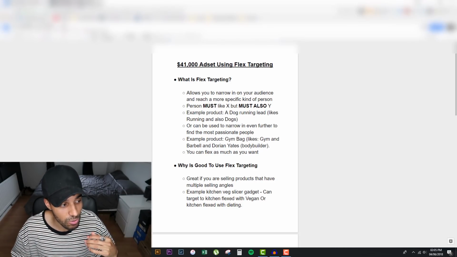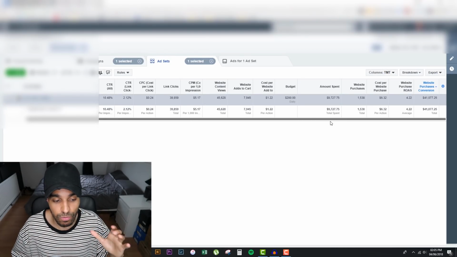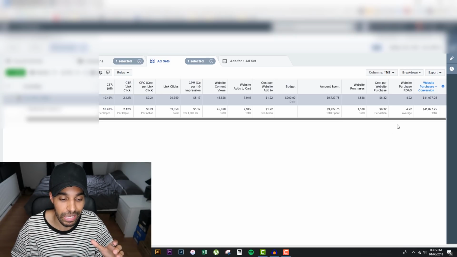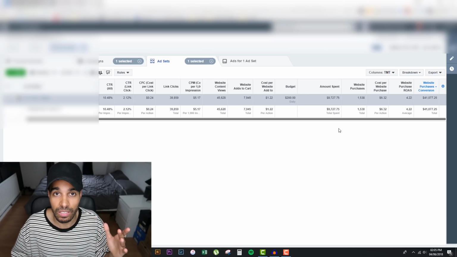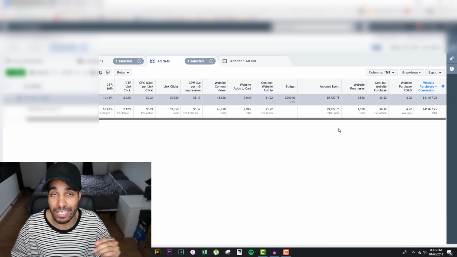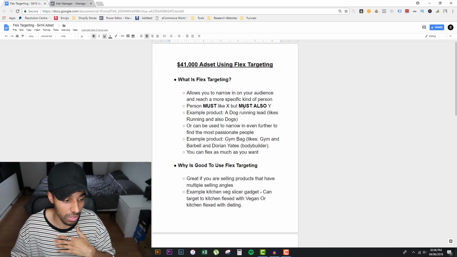So as you can see, let's talk about the ad set in question. Here are some of the results. Spent around $10,000 to bring in around $41,000. As you can see, it was a little bit less than $10,000. Fantastic results nevertheless, and this was obviously using flex targeting. So let's jump into how it all works.